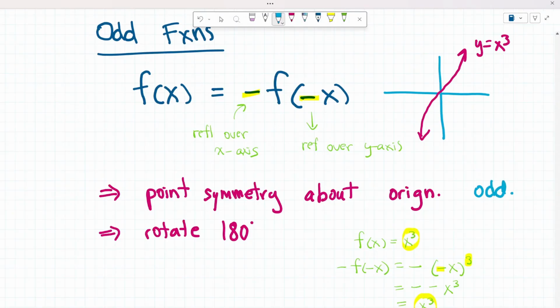So that means that you can take this function here and rotate it 180 degrees, or do the two reflections over the x and y axis, and you'll end up with the same function that you started with. So that's the really neat property about odd functions. Just like we did with the even functions, let's finish off with an example here.